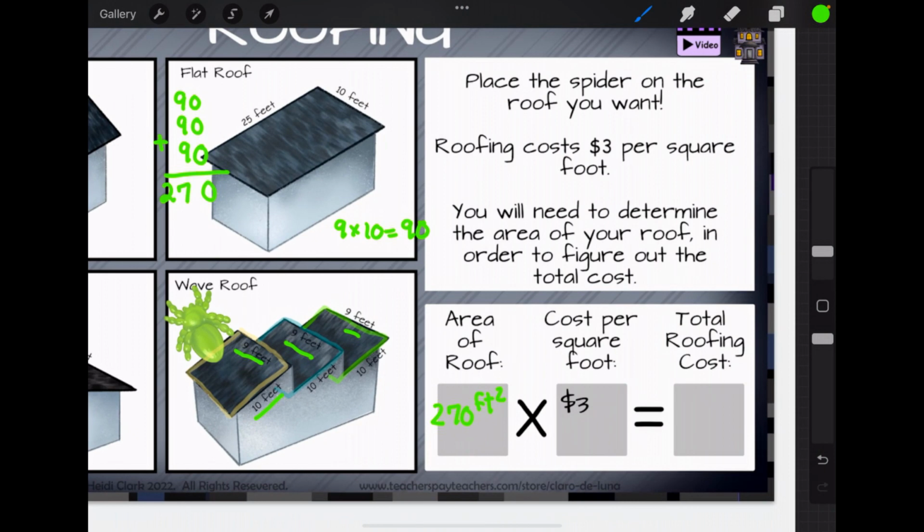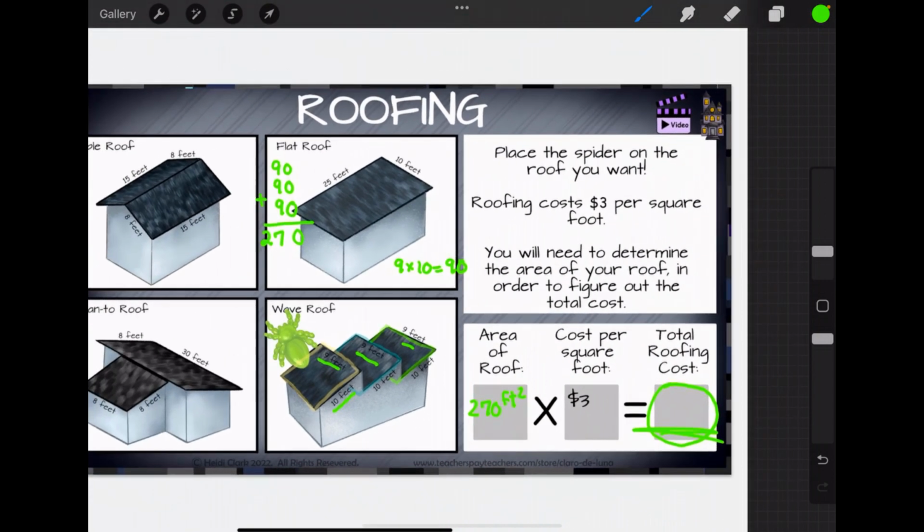Then every single one of those square feet is going to cost $3, so I need to multiply 270 times 3. So if you're doing this roof, you would go ahead and use any strategy you want. Do 270 times 3, and that'll tell you how much money you spent on the roof, and then you're finished with this page.